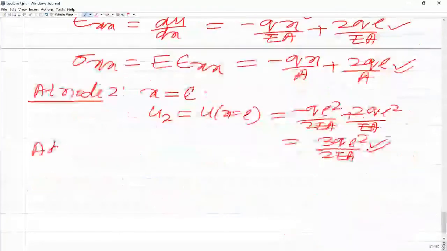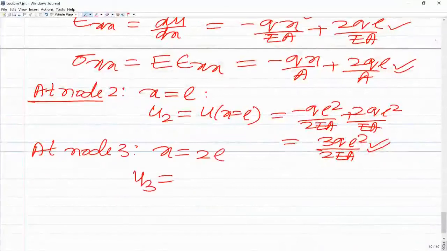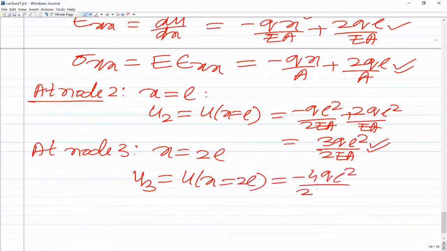Now let me see at node 3. Small x would be equal to 2l, because l plus l. So u3 is nothing but the value of u at x equal to 2l. If you put the values, small x equal to 2l, we get 4ql square upon 2EA plus 4ql square upon EA. So this comes out as 2ql square upon EA, which is exactly the same as the finite element solution.